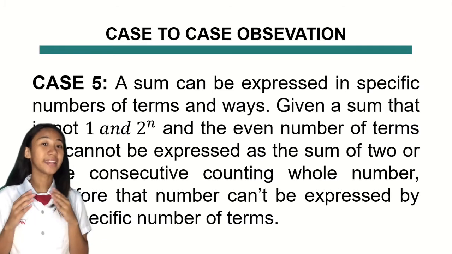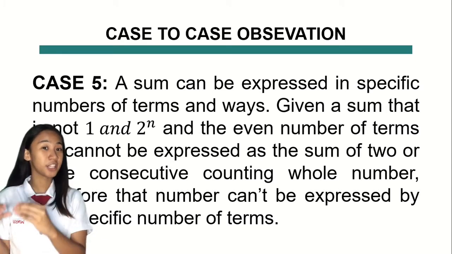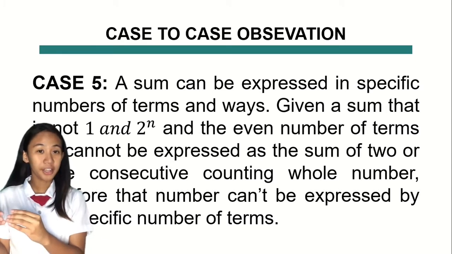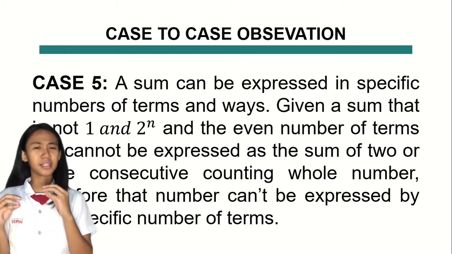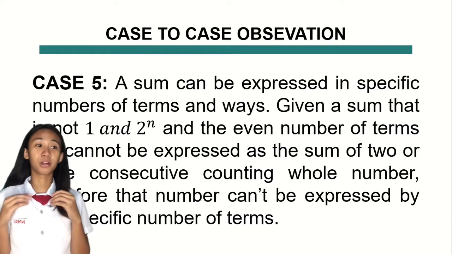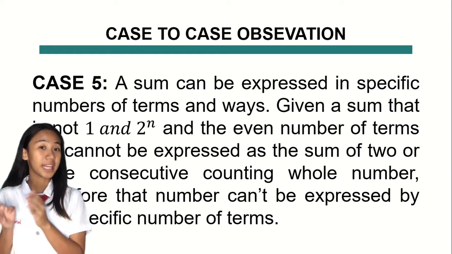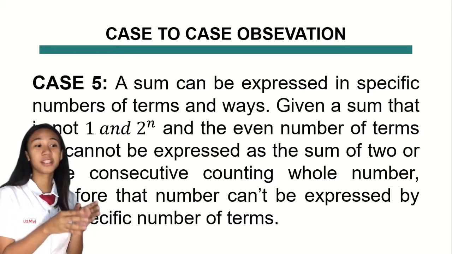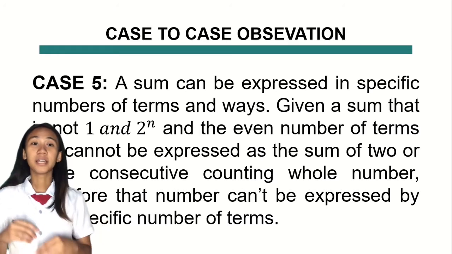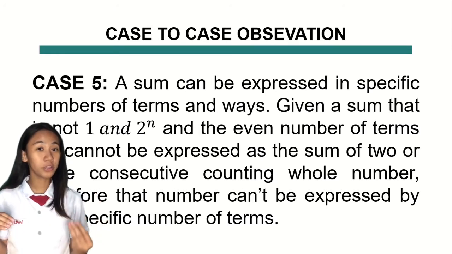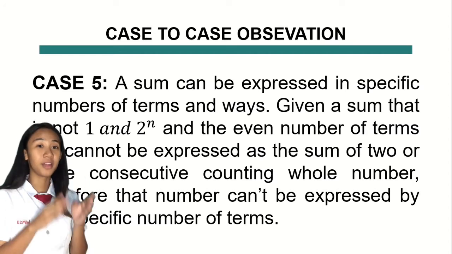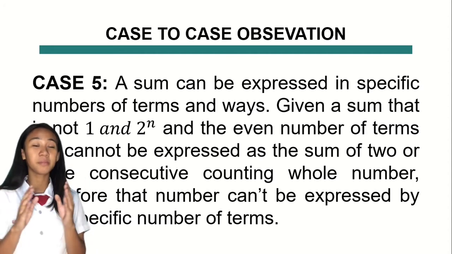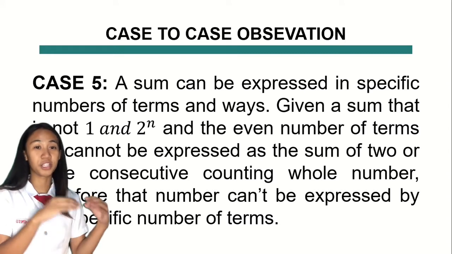Given a sum that is not 1 and 2 raised to the power of n, and it is either an even or an odd number of terms, but it cannot be expressed in that number of terms, or its result, its x, is not a whole number, therefore that specific sum cannot be expressed in that specific number of terms.